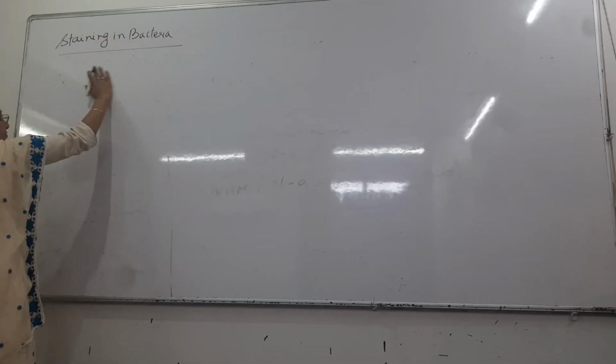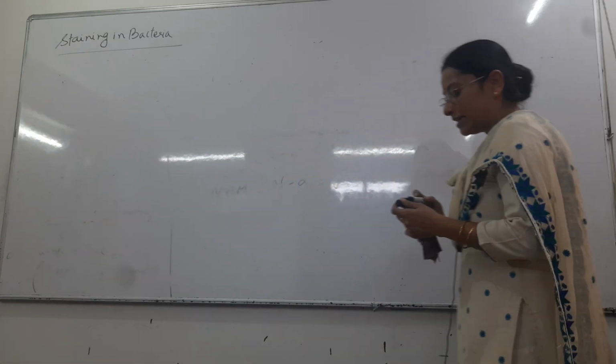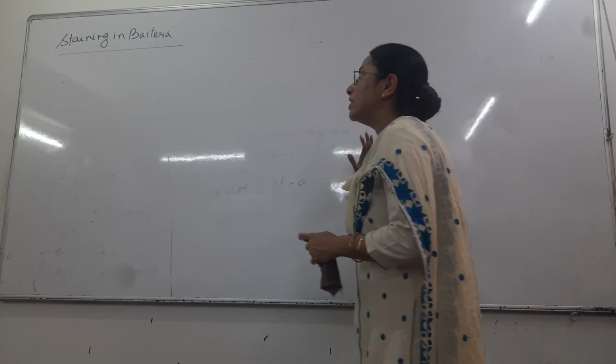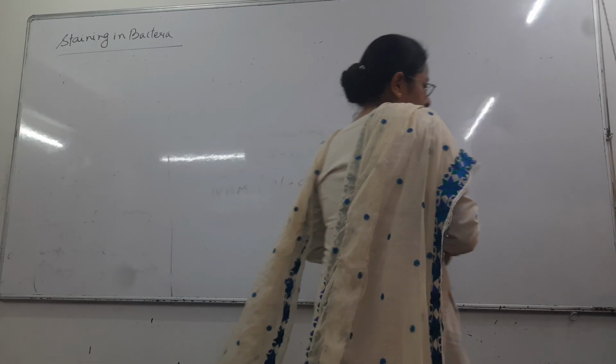So in the last class we have spoken a little bit about this process, right? On the basis of staining, we can differentiate between gram positive and gram negative, right? And first, why do you stain bacteria? To study the contents better, right? So that we can see it better under the microscope.